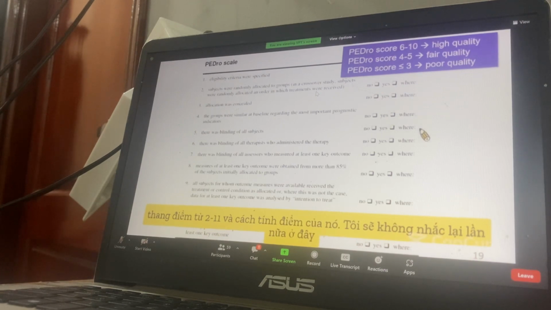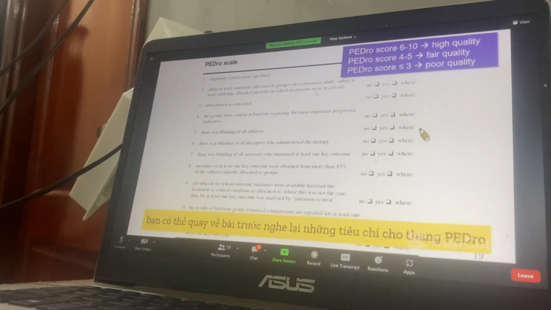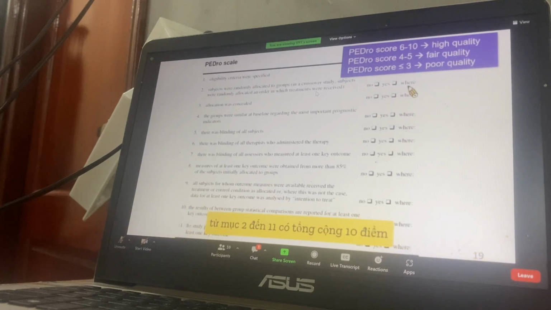And the scoring criteria, I'm not going to talk about it again here, but you can go to our previous lecture and listen through the scoring criteria for the PEDro scale. If you got a yes in this answer, then you will get 1 point. And if no, it's 0 points. From item 2 to item 11, there will be a total of 10 points.